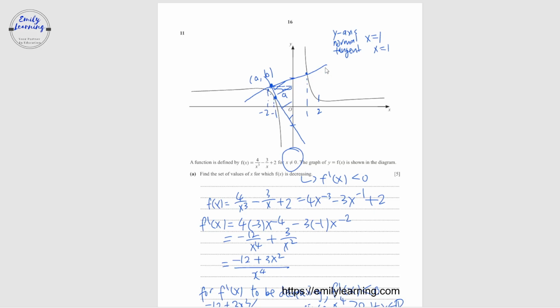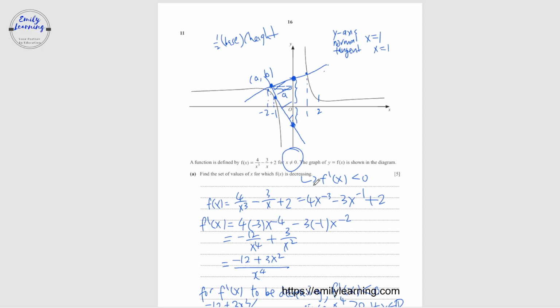Next, I also need the equation of these two tangents, because I'm interested in the y-intercepts of these two lines. So when I know the y-intercept, I know the distance from here to here. I can find the base of this triangle, and I can apply half times base times height. Height is basically the x-coordinate of the point of intersection between the normal and the tangent. And from there, I can find the area of the triangle.